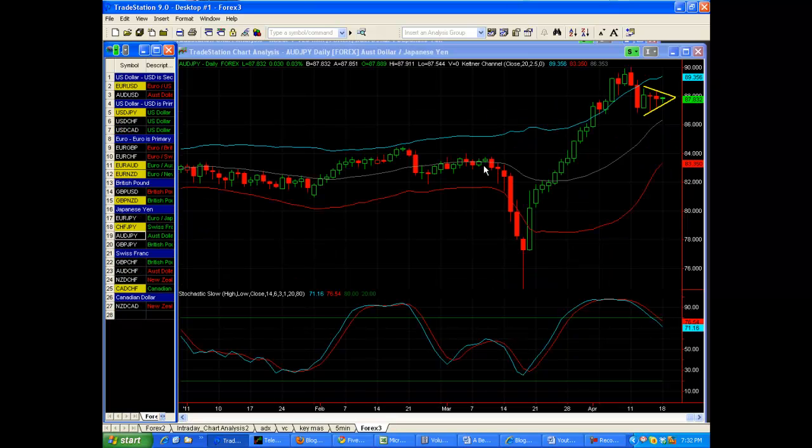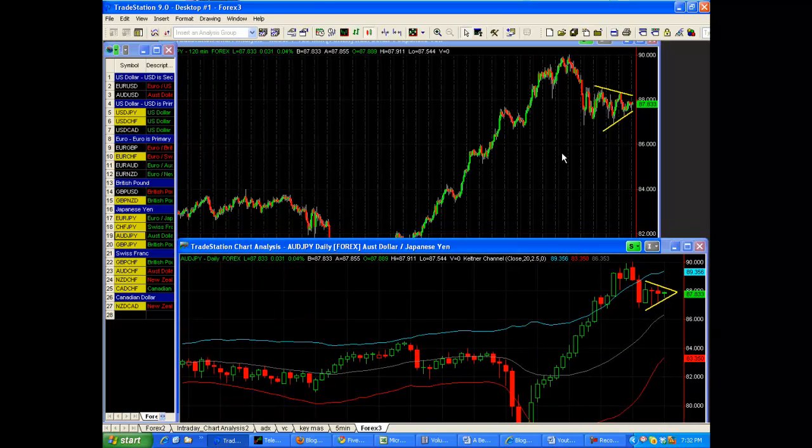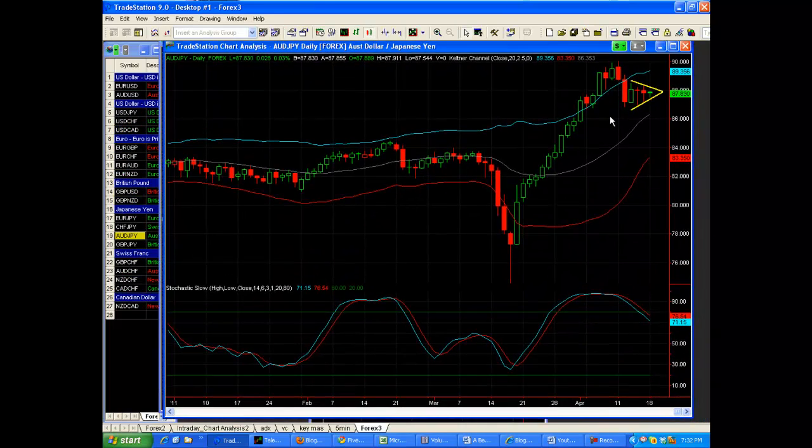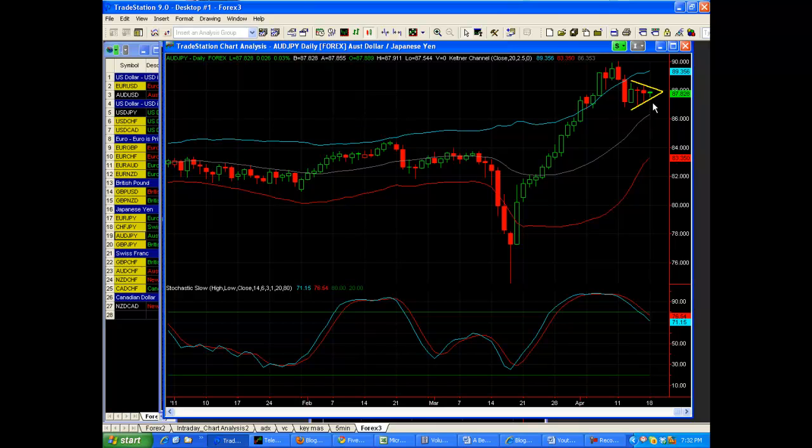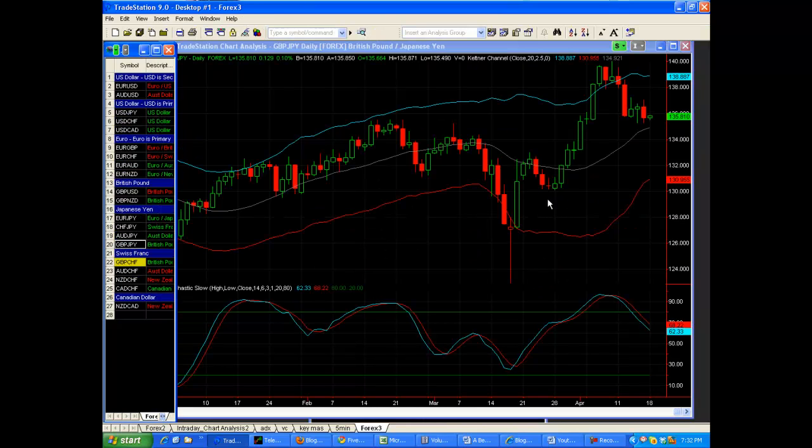Here's the Aussie Yen. Aussie Yen has a nice looking coil here. Here's a 120-minute chart. So this one is ready to move. Watch for a break. Either way, use a stop on the other side of the break. Downside first target is the middle of the Keltner channel. The upside first target is the upper Keltner channel line. So the Aussie Yen definitely in play here. Here's the pound yen. Watch the midline of the Keltner channel for first support if it decides to get there.